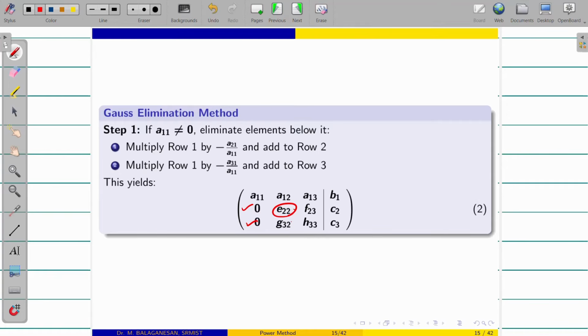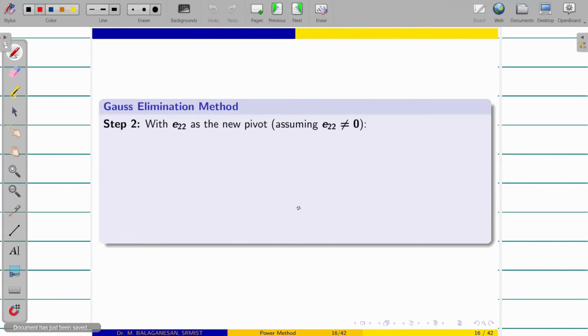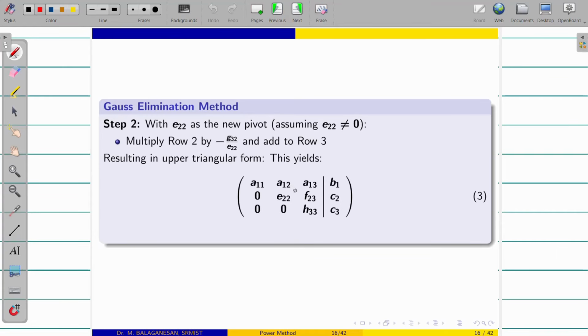If you want to reduce the second column element to 0, the first column element we already reduced. This is the diagonal element, and the first column element is already 0. Now we have to reduce this to 0. For that, we have to use the second row element, with the help of the second row only. For that, it should not be 0. That is what I have mentioned here: A22 should not be 0. To reduce that, we multiply by that, and row 3 will automatically reduce.